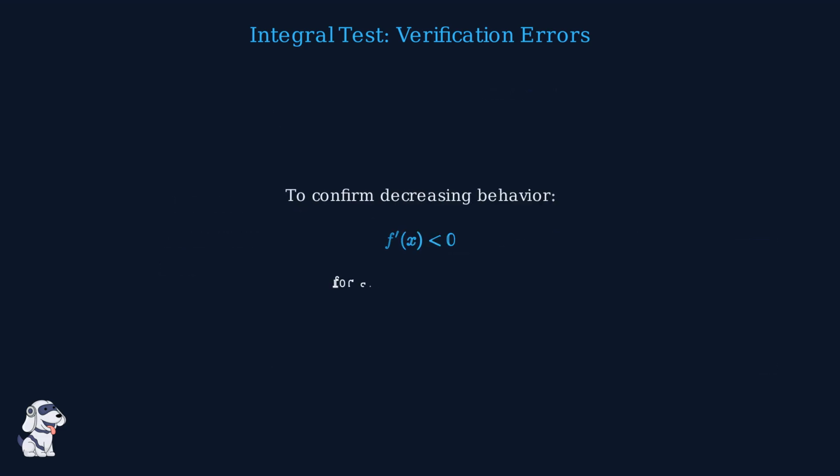To avoid these verification errors, always use derivatives. If you can show that the derivative is negative across the interval, you have mathematically proven the function is decreasing and can safely apply the test.